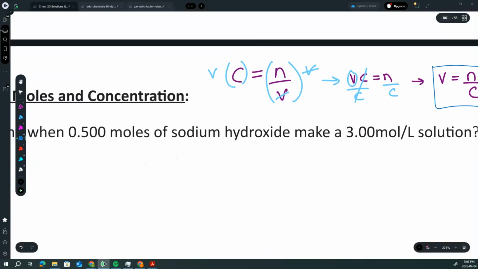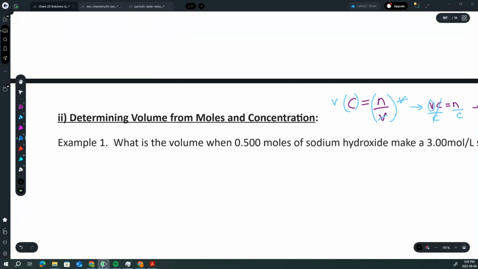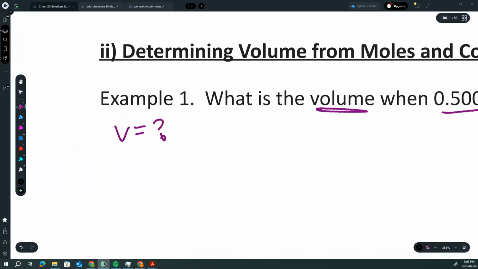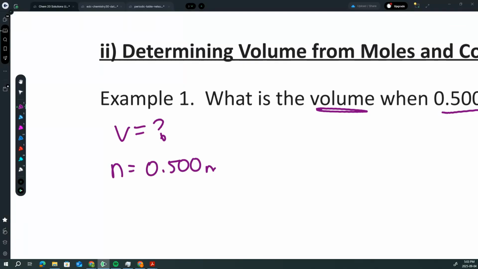All right, now let's look at the question here. What is the volume? So volume, we have no clue. When 0.500 moles of sodium hydroxide make a 3 mole per liter solution. So moles is 0.500 moles, and then concentration was 3 moles per liter.